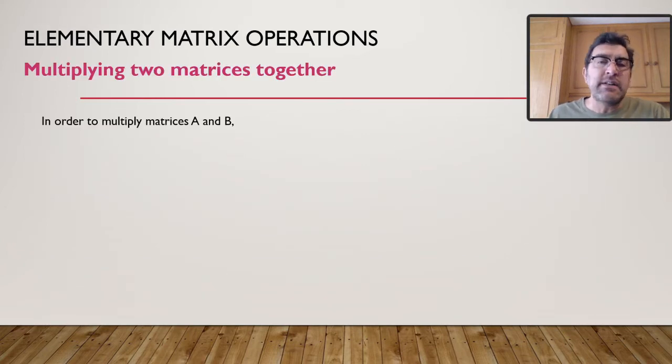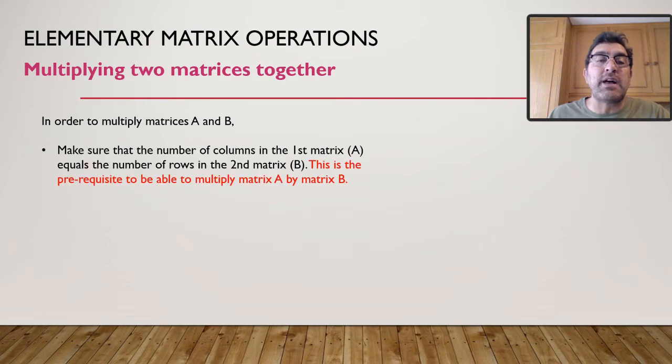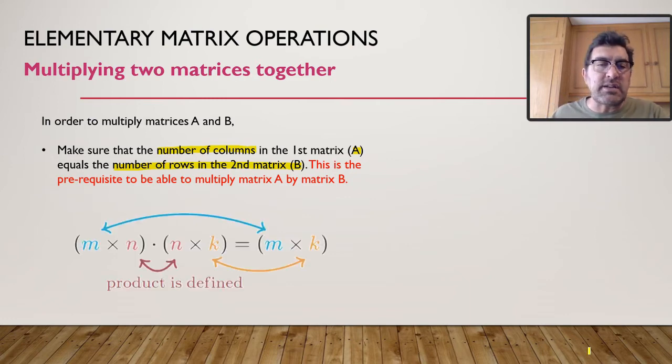Okay, so let's see. This is very important, folks. Multiplying two matrices together. In order for us to multiply A and B, we've got to make sure that the number of columns in matrix A is the same as the number of rows in the second matrix B. That is the most important prerequisite for you to be able to multiply matrices together. So for the first matrix, the second entry in the dimensions must be the same as the first entry in the second matrix.